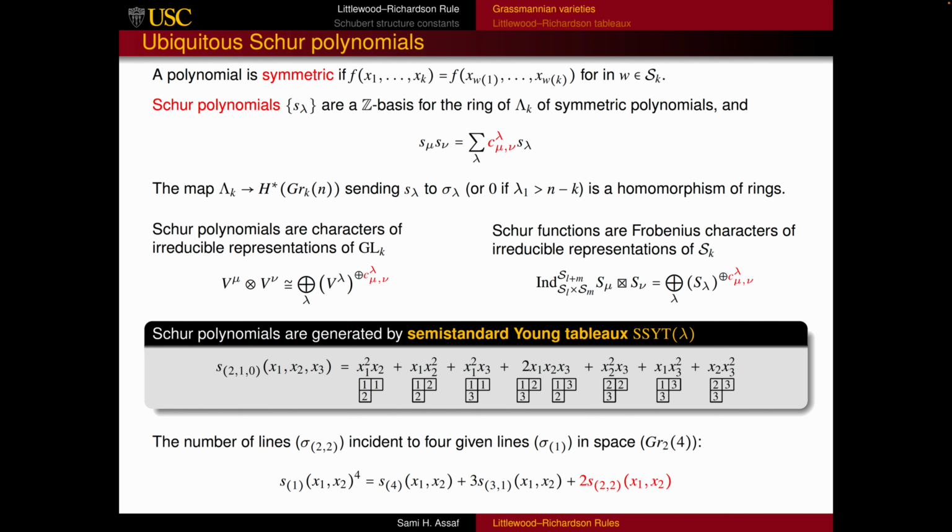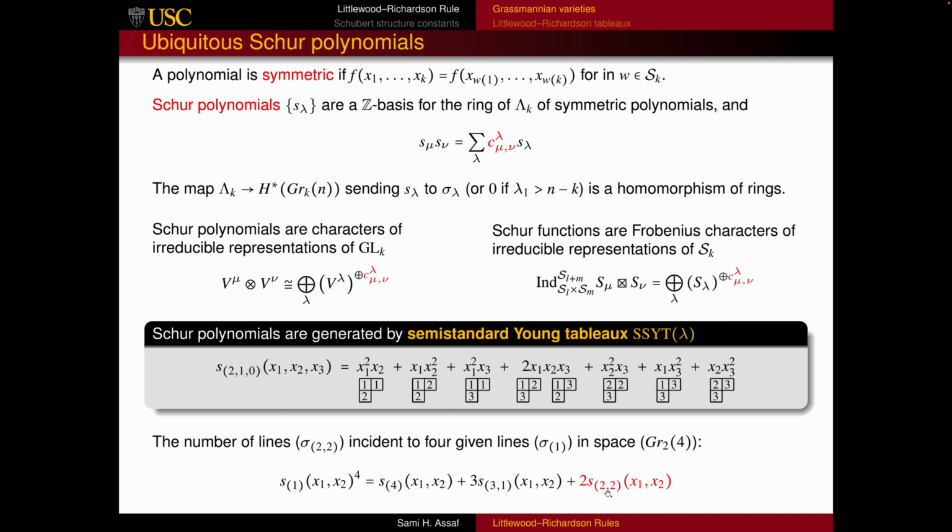So the number of lines incident to 4 given lines, if we've done the dictionary and we know what Schubert varieties we're interested in, well, now I just need to expand this guy to the 4th power. That's this Schur polynomial in 2 variables. That's where these 4 and 2 are coming from. So in 2 variables, I need to expand it in the Schur basis. If I wrote it out, I would get this. But now this does not fit in a 2 by 2 rectangle. This does not fit in a 2 by 2 rectangle. This one does. So the only surviving term is this, and I see that there are exactly 2 lines.